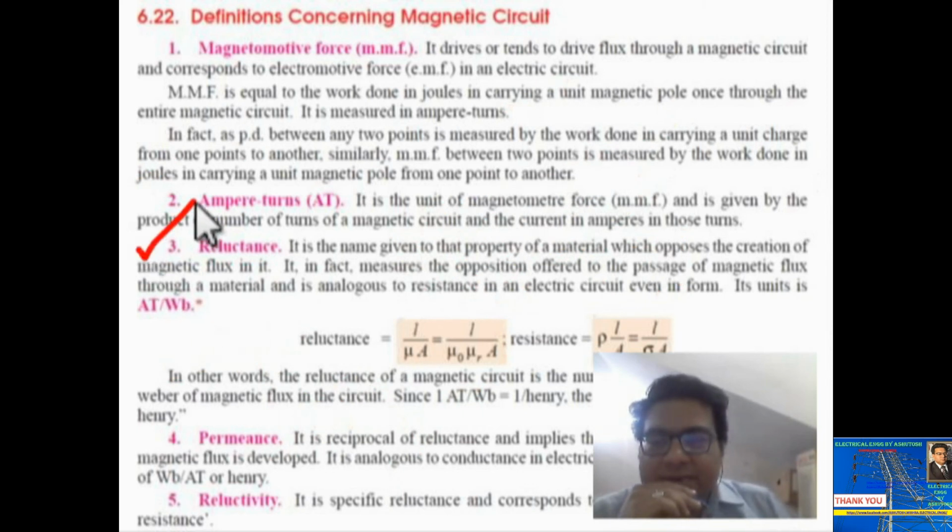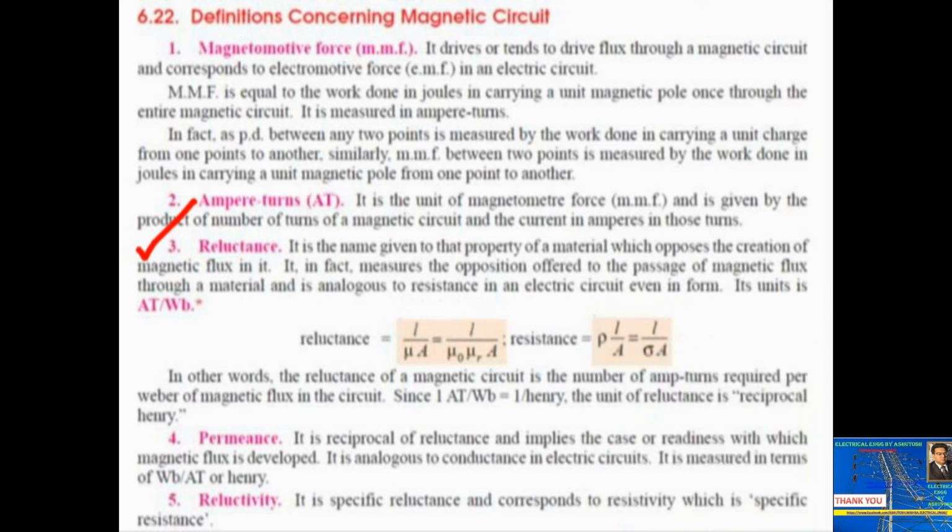Then see, what is reluctance? It is the name given to the property of a material which opposes the creation of magnetic flux in it, and in fact measures the opposition offered to the passage of magnetic flux through a material. It is analogous to resistance. So guys, it is magnetic resistance.